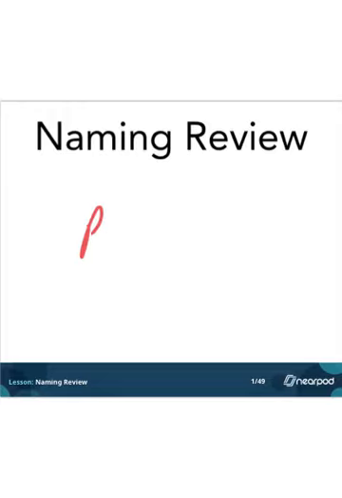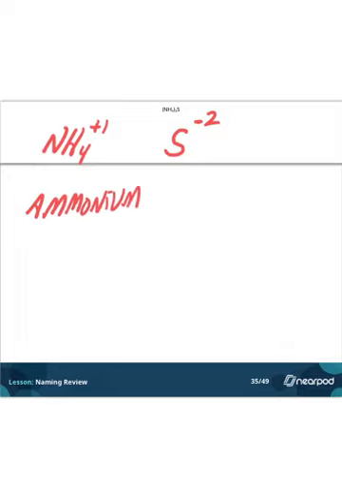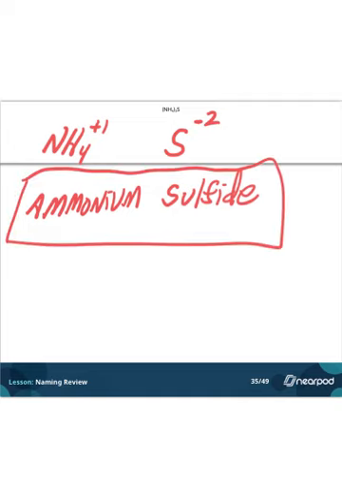So this is the naming review part 2. All right, so for this one, I have a polyatomic ion in parentheses, NH4 plus 1, and S double 2 minus. Okay. So looking at your sheet of polyatomic ions, this is ammonium, the only polyatomic cation, and the sulfur, when I make the anion, becomes sulfide. So ammonium sulfide is the correct name.